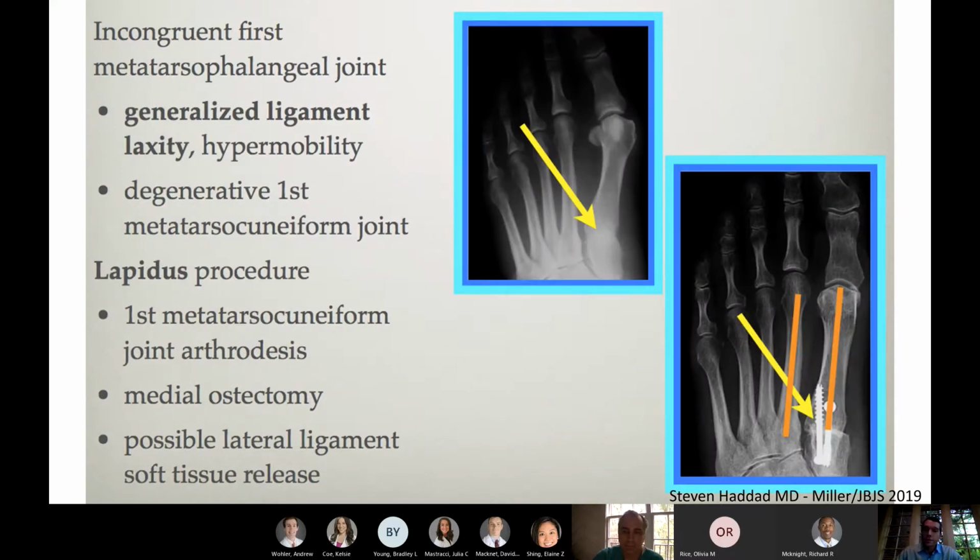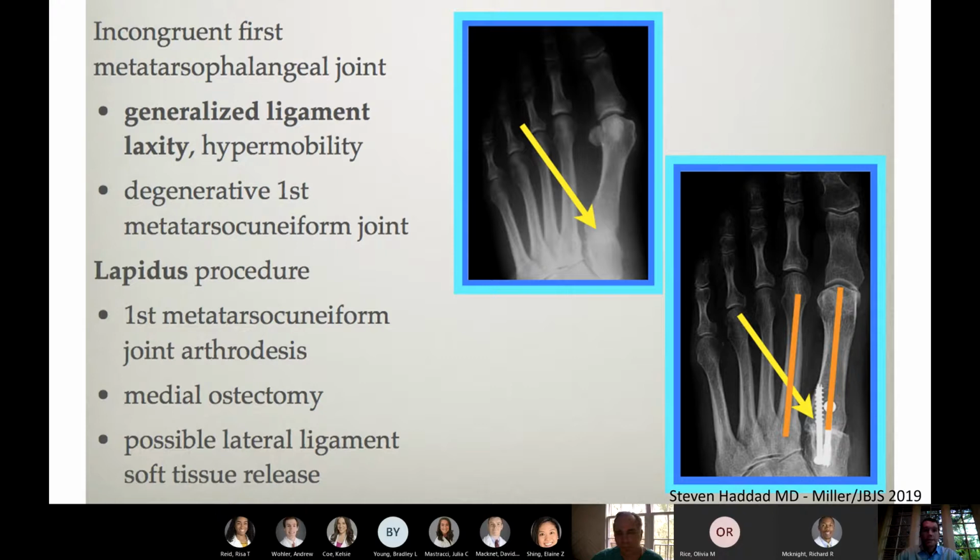Lapidus, which is the first TMT fusion with correction of deformity at the same time, has traditionally been used if there's instability at the first TMT, which some surgeons call really a subjective physical examination finding, but others define based on gapping on the lateral X-ray. So if you look on the lateral X-ray, the joint space width of the TMT will subtly be wider on the plantar aspect than the dorsal aspect.